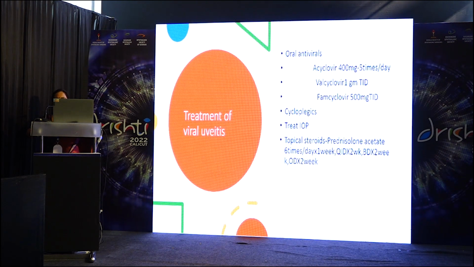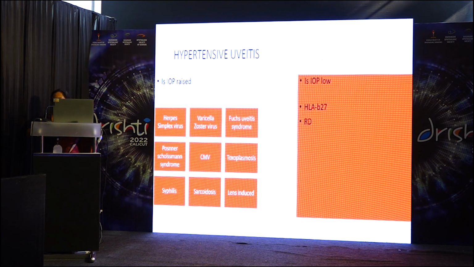Now what is the treatment of herpetic viral uveitis? Basically it's oral antivirals. We have your acyclovir 400 milligrams 5 times per day along with your cycloplegics and topical steroids, and you have to also treat the intraocular pressures. So what are the other causes of hypertensive uveitis? Other than your viral, you have your Fuchs, Posner-Schlossman, etc. IOP may be low in HLA-B27 and others.